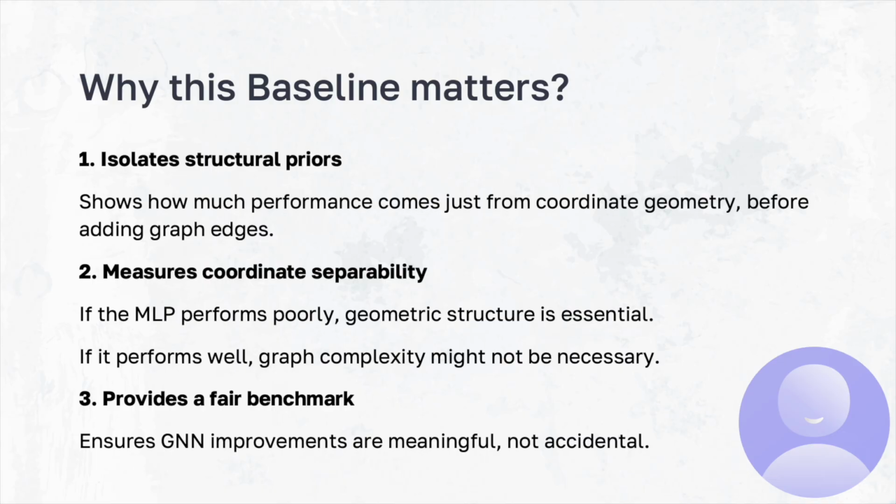This baseline is important for 3 reasons. One, it isolates structural prior. It shows how much performance comes purely from coordinate geometry before adding edges or relational reasoning. Two, it measures coordinate separability. If the MLP struggles, which we will see later, it indicates that the gestures cannot be distinguished from raw coordinates alone. And thirdly, it provides a fair benchmark. Any improvement from our graph-based models can be attributed to meaningful modeling choices rather than random chance.